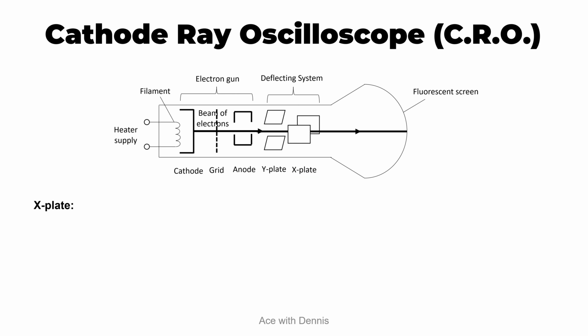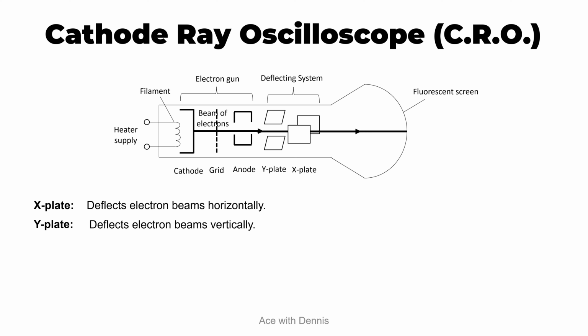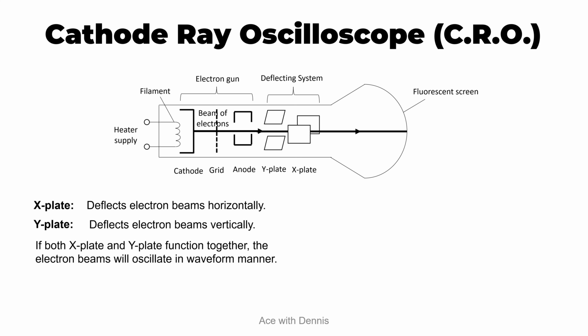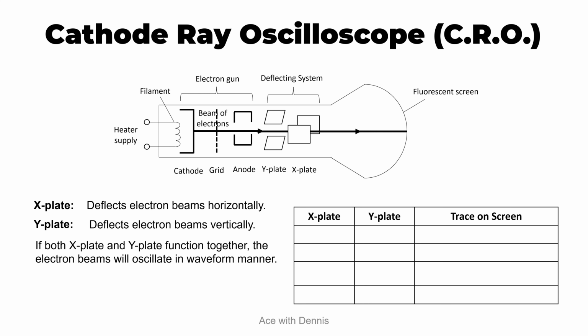Next, the X-plate. The X-plate deflects electron beams horizontally, followed by the Y-plate. The Y-plate deflects electron beams vertically. If both the X-plate and Y-plate function together, the electron beams will oscillate in a waveform manner. So this table shows how the X-plate and Y-plate influence the trace on the screen.